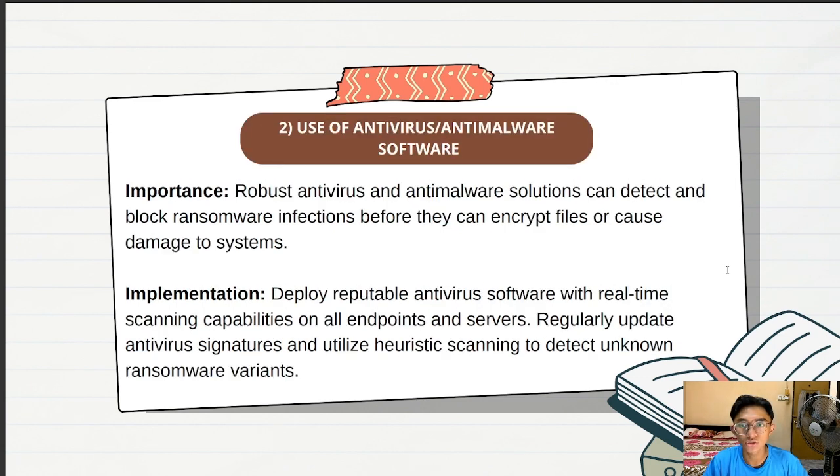Okay, next is use of antivirus or anti-malware software. Importance: robust antivirus and anti-malware solutions can detect and block ransomware infections before they can encrypt files or cause damage to systems. Implementation: deploy reputable antivirus software with real-time scanning capabilities on all endpoints and servers. Regularly update antivirus signatures and utilize heuristic scanning to detect unknown ransomware variants.